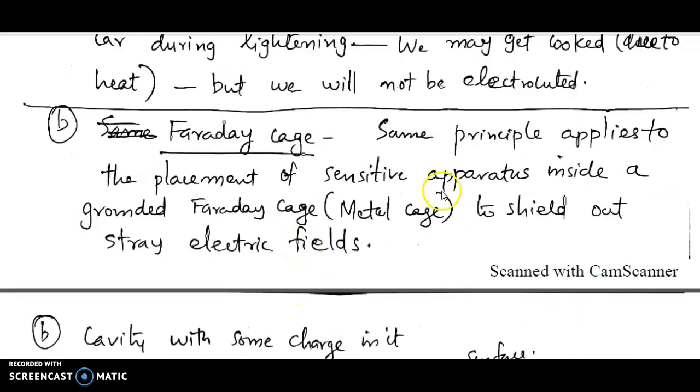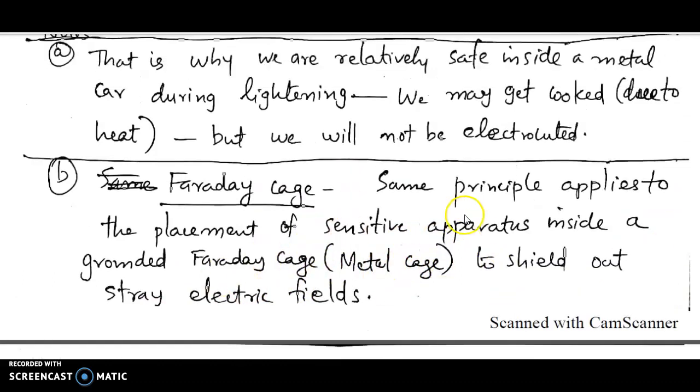Another application of this principle is that very sensitive apparatuses, which are very sensitive to electric fields, can be safely kept inside the cavity of a conductor, because again the electric field is zero inside the cavity. So it is effectively shielded from the stray electric fields outside. And this is called the Faraday cage.